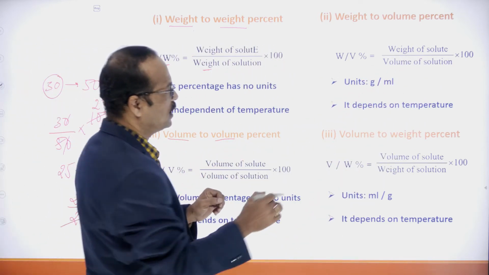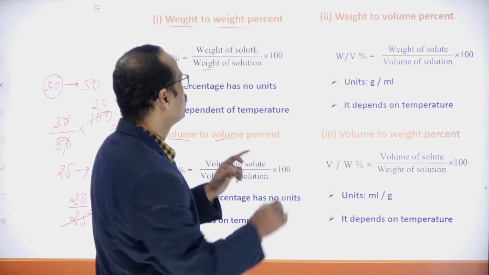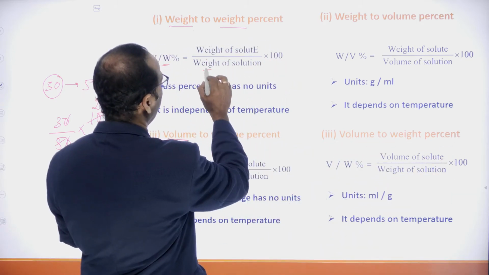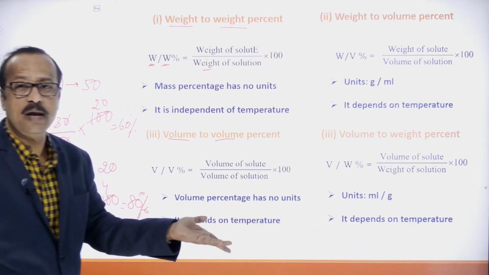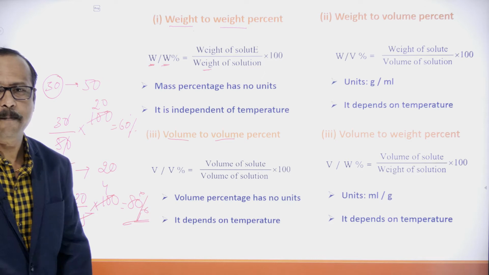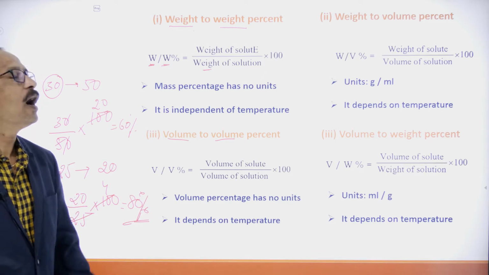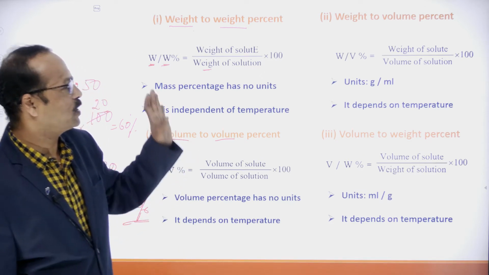Right. Now what is the next one? Volume to weight. Put volume here, weight same here. So this becomes volume of solid by weight of solute into 100. How easy? Yes or no? Now, that's very easy.